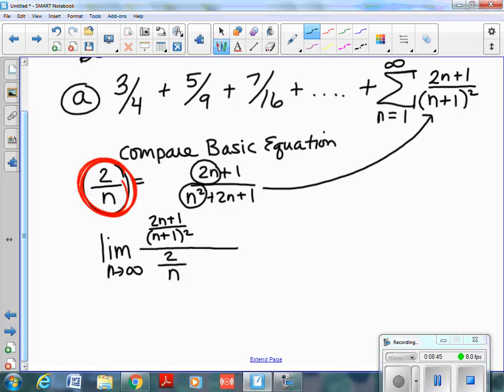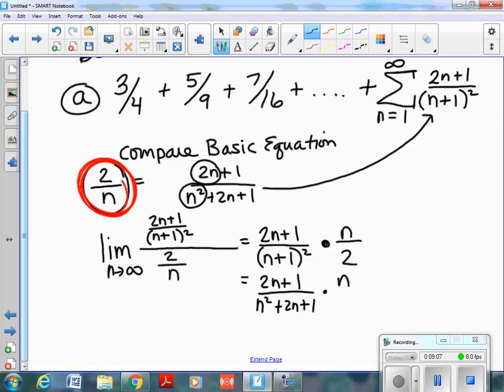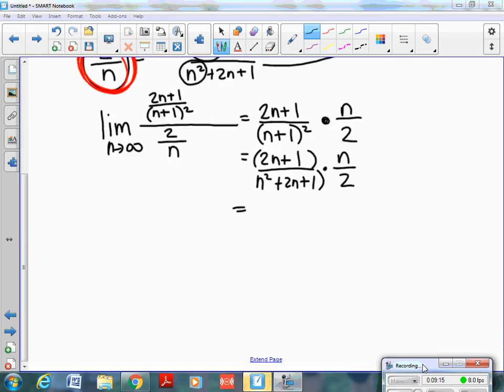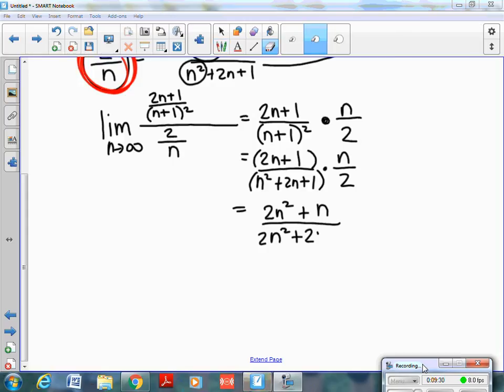You put the original one on the top and the more basic one on the bottom, which is equal to (2n plus 1) over (n plus 1) squared times, you flip this, n over 2, which is equal to (2n plus 1) over (n squared plus 2n plus 1) times n over 2, which turns out to be, distributive property, n times 2n is 2n squared plus 1n, all over 2n squared plus 4n plus 2, as the limit as n approaches infinity.